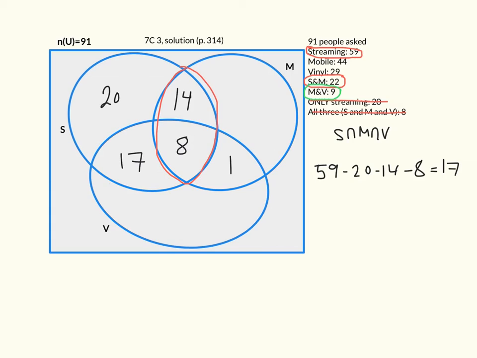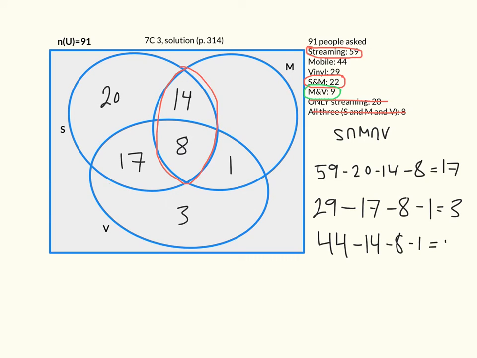The total number of vinyl users is 29. And we want to subtract 17 and 8 and 1 from that number, and we're left with 3. And we'll do the same for the number for mobile, which is this circle here, right? So 44 people altogether. And we subtract 14 and 8 and 1. And this is going to be 21.